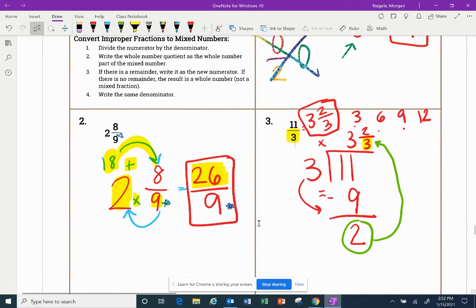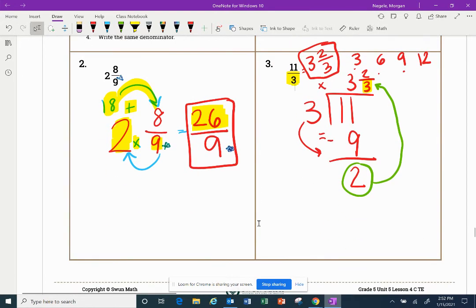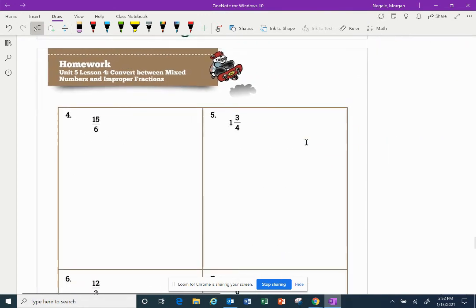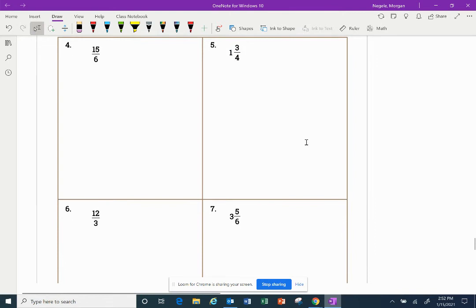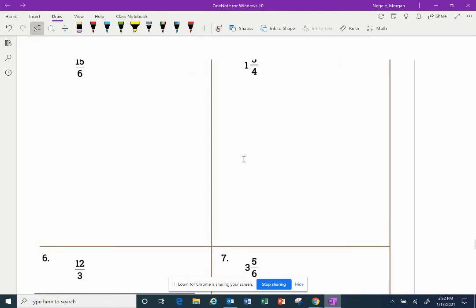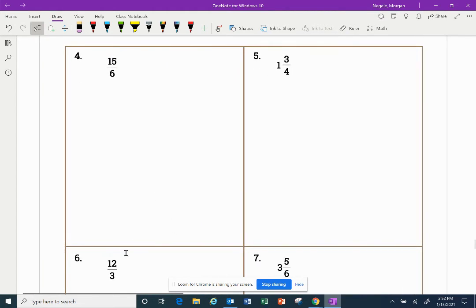So let's take a look. Let's scroll down to the next page. And I'll help you set up 4 and 5, but you will do the math on your own. And then you will do 6 and 7 by yourself as well.